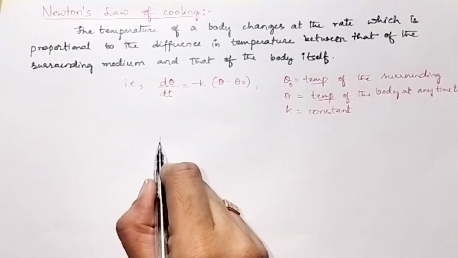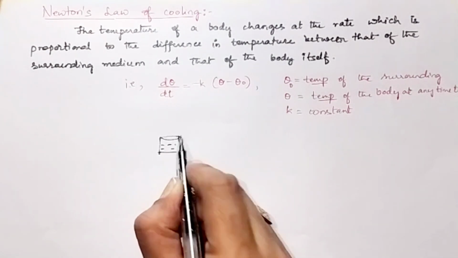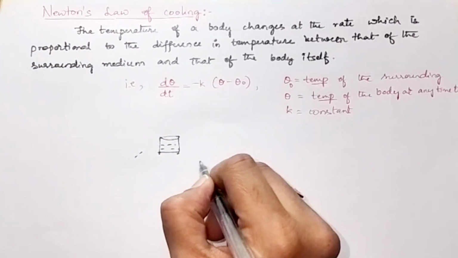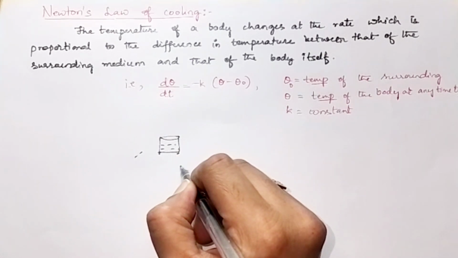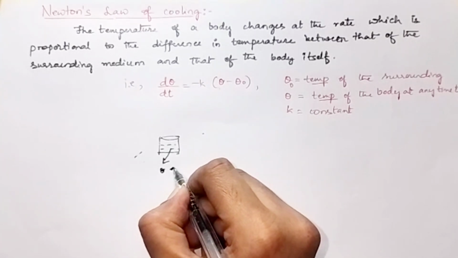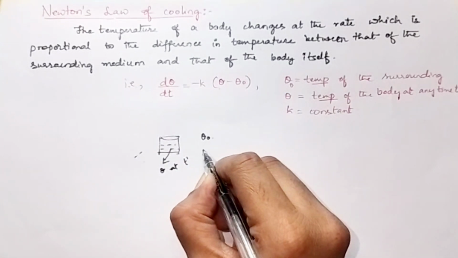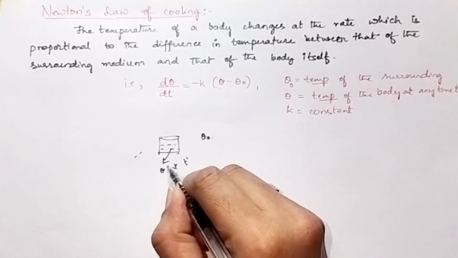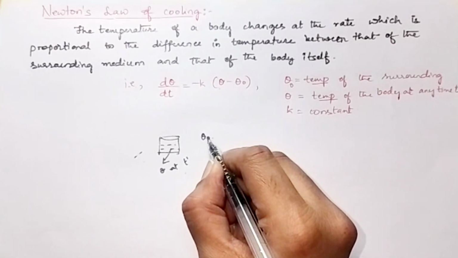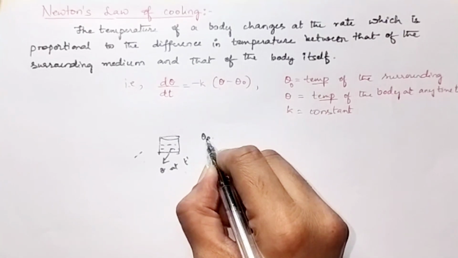Suppose you have a cup of hot water here. This is hot water, and you have kept it on the table. After some time, the water cools down. Suppose the body is at a temperature of theta at time t, and the surrounding temperature is theta naught. Then this theta gradually decreases, and at some point of time it will be equal to theta naught. The body passes its heat to the surrounding.